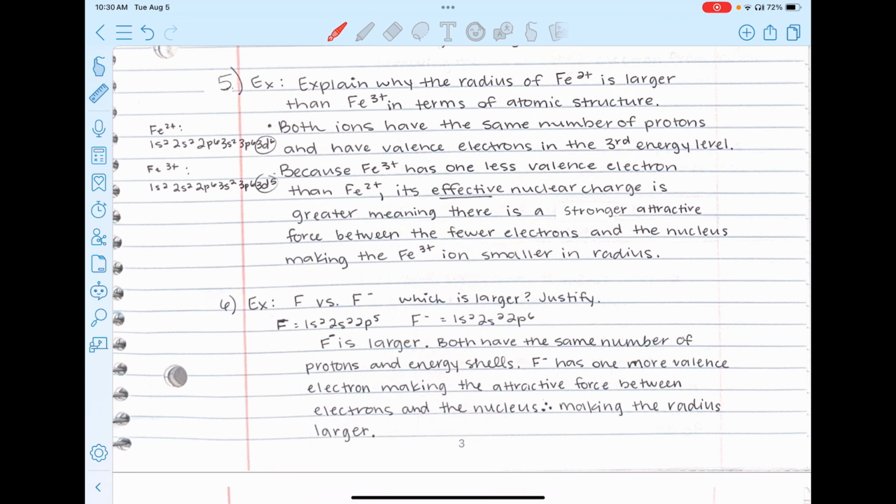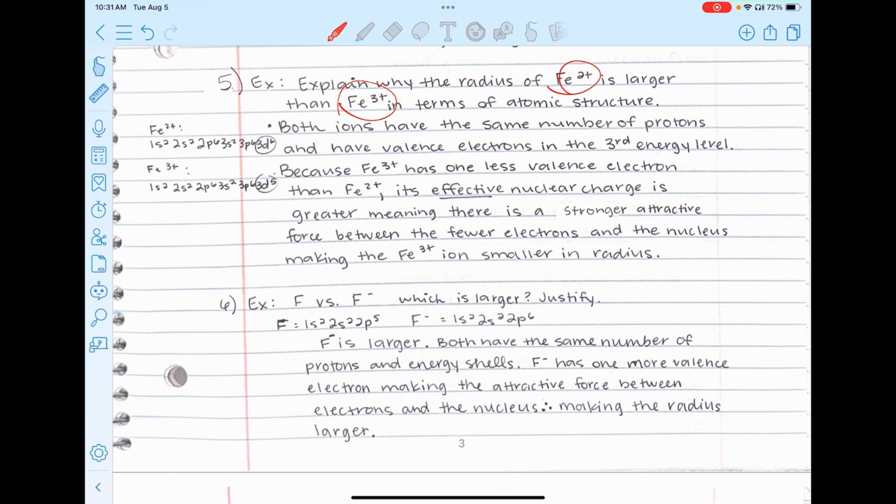Example 5. Explain why the radius of Fe2 plus is larger than Fe3 plus in terms of atomic structure. Okay, so this time we have Fe2 plus and Fe3 plus. Both are ions. We're comparing the radii of two different ions. Again, when we're dealing with ions, our first point of reference needs to be going back to electron configuration. That should be your first step. So step 1, write the electron configurations. From there, we can see where those valence electrons are located. Then we can make some determinations.